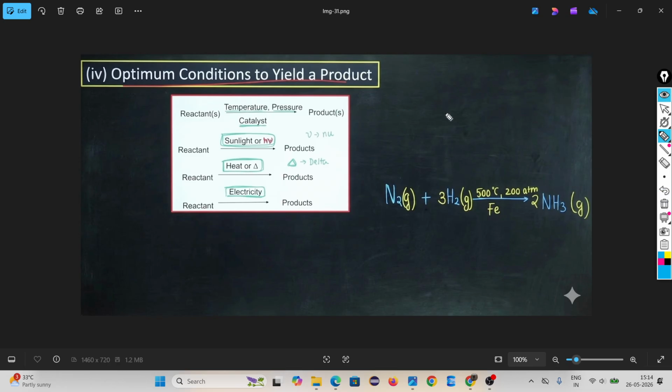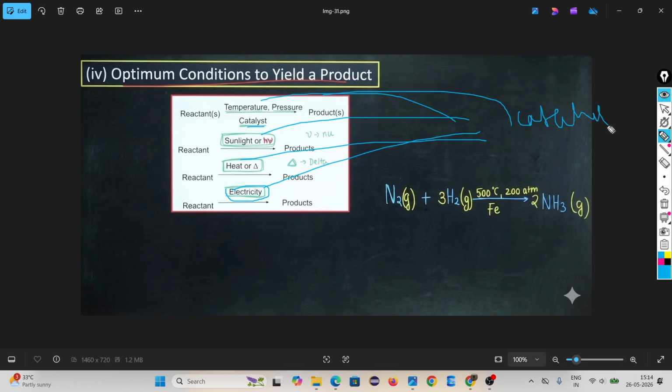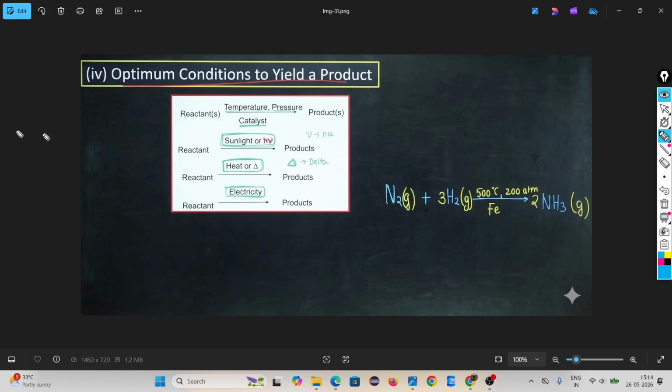To represent heat, you can write delta. For electricity, you can write electricity. Sir, what do you mean by catalyst? These are called catalysts: sunlight, heat, electricity, temperature and pressure. Optimum means increasing or decreasing the speed of a chemical reaction. Okay, look. When sunlight is required, we write nu.